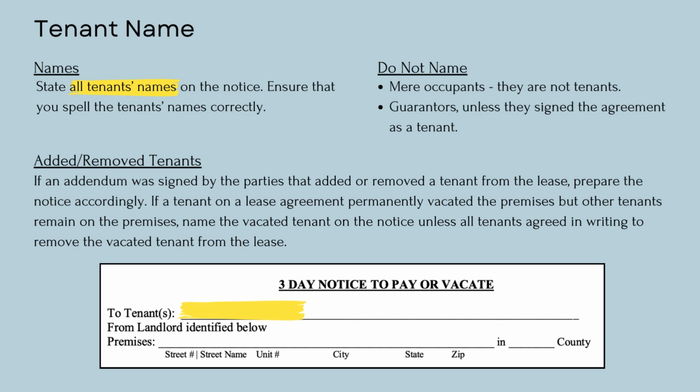Also, if a tenant who is on the lease is not named in the notice, not only will the notice be defective legally, but you also won't be able to evict anybody who's not named in that notice. Additionally, do not name mere occupants because they are not tenants to the lease. Do not name guarantors unless they're actually signing as a tenant in the lease agreement.